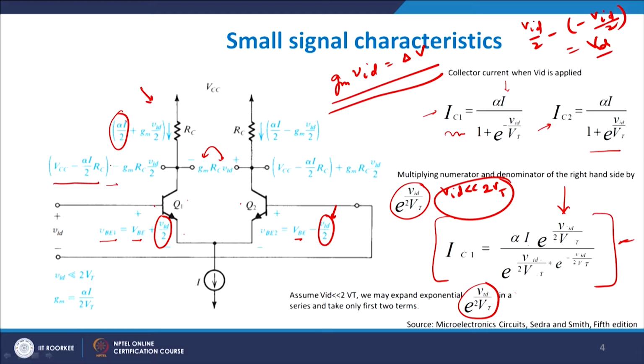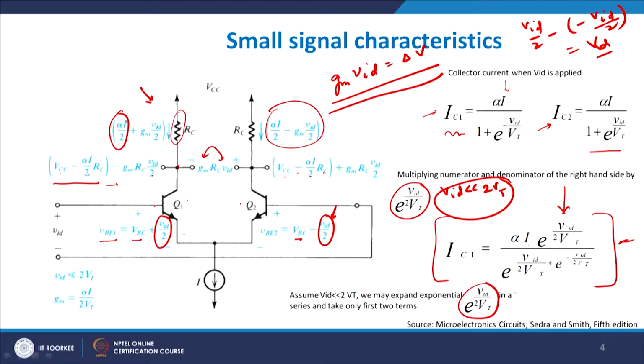If you look from the right hand side, the potential drop across RC will be nothing but VCC minus alpha I by 2 into RC, and then minus GM RC into VID by 2, because you have to subtract this voltage to get the voltage at this point. Similarly, on the other side I get VCC minus alpha I by 2 into RC, plus GM RC into VID by 2, plus because minus into minus is plus.